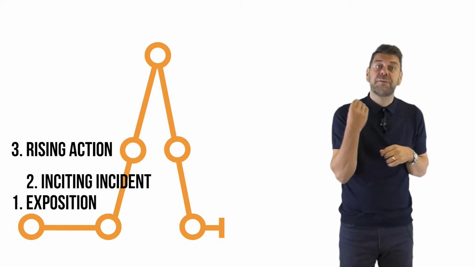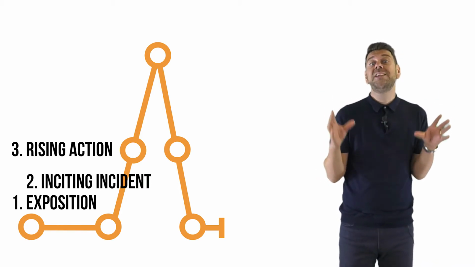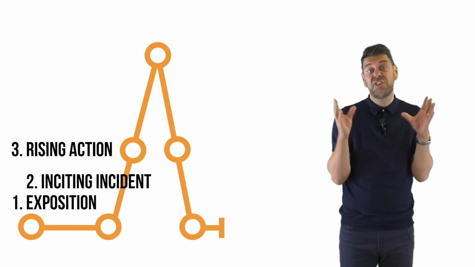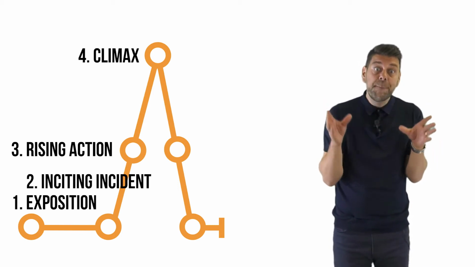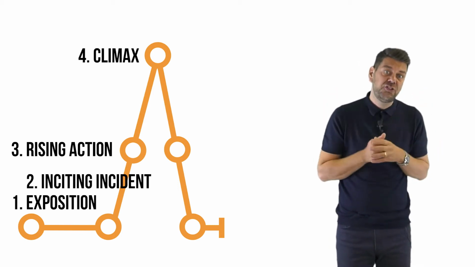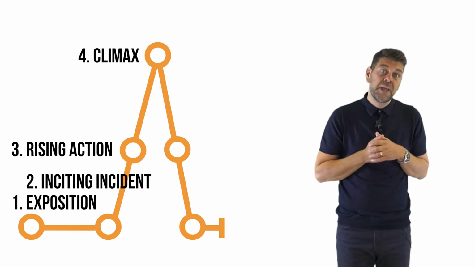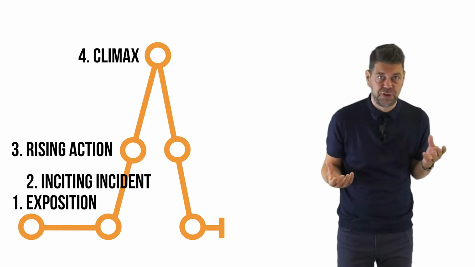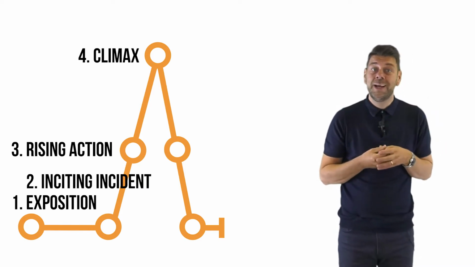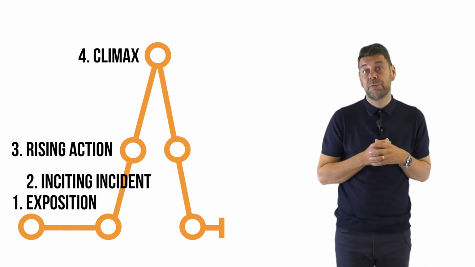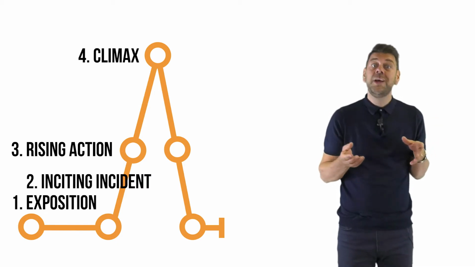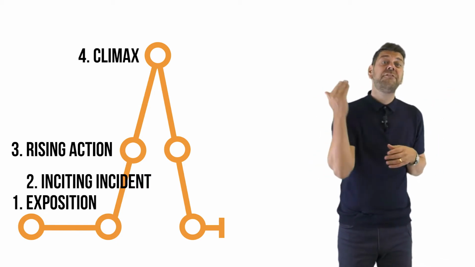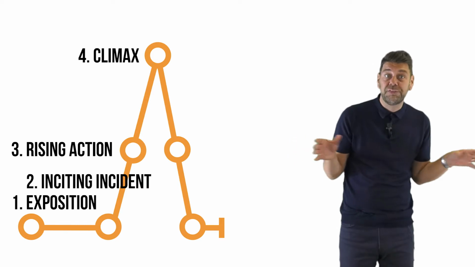The peak of Freytag's pyramid and the most significant part of the story is the climax. And this is the moment of the greatest tension in the story. It often follows what appears to be an insurmountable obstacle or challenge for our hero, and this is that moment of truth. In Star Wars, this is Luke Skywalker versus the Death Star in his X-Wing fighter.